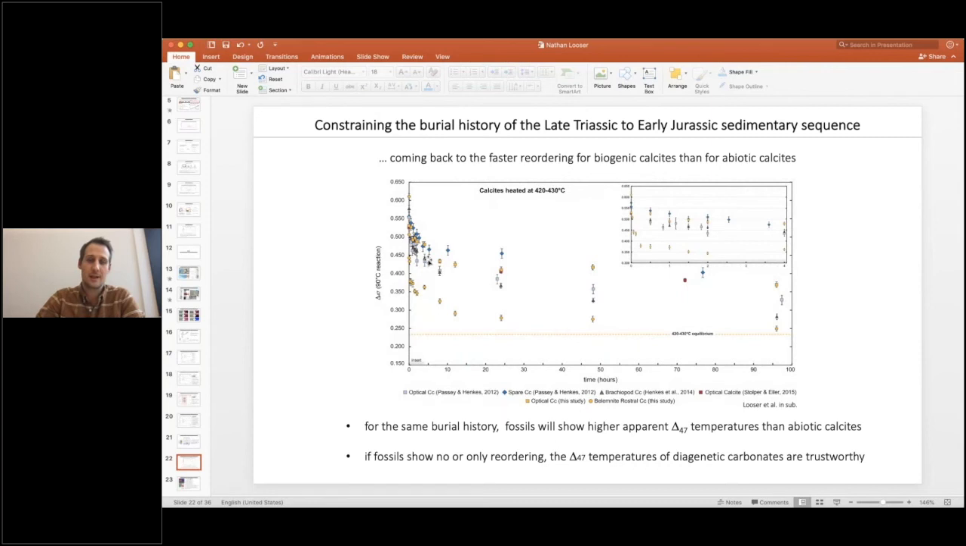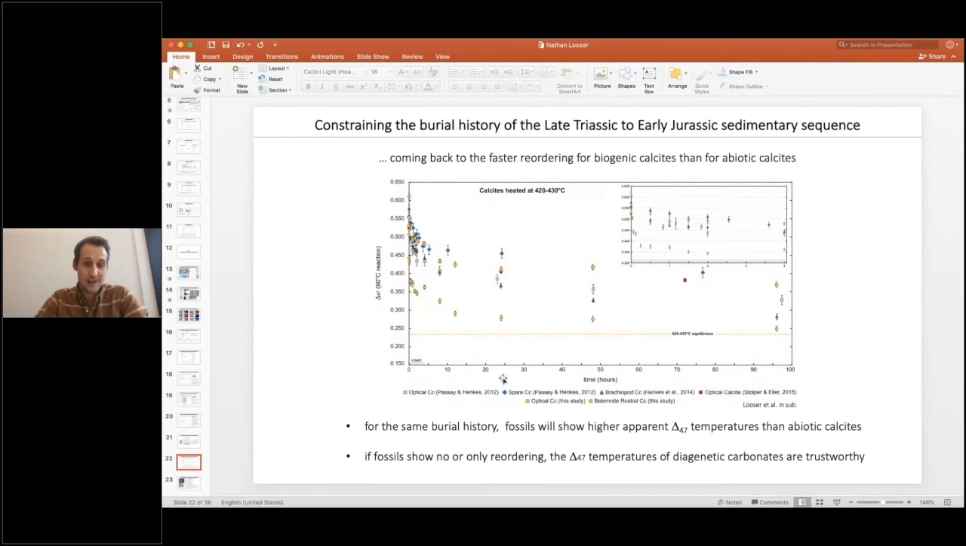we did heating experiments on belemnite calcite. That means we just took a piece of pristine, well-preserved belemnite. We put it in the oven at, in this case, 420 degrees. And then we just took, after 1 hour, 10 hours, 20 hours, 50 hours, 100 hours, we always took a sample out and measured the delta 47, which then is showing the decrease.